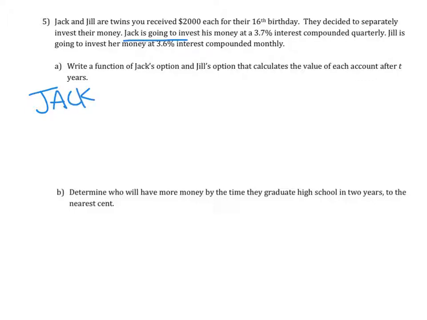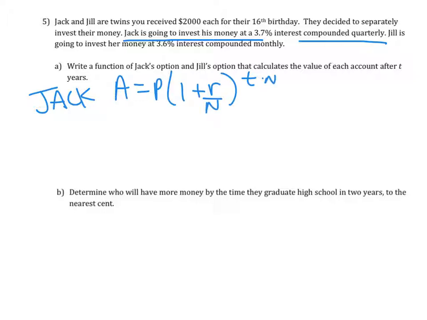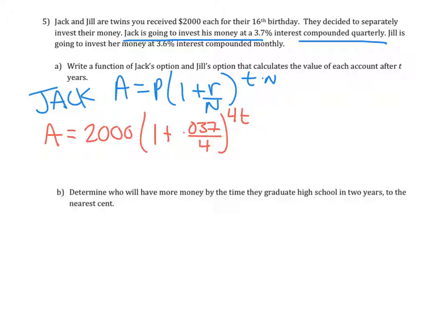Okay, so Jack is going to invest at 3.7% compounded quarterly. So I'm going to start with my formula: A equals P times 1 plus r divided by n, to the n times t, for compounding. So I'm going to say his amount is $2,000 times 1 plus the rate of 0.037, compounded quarterly, so divided by 4, to the 4t.